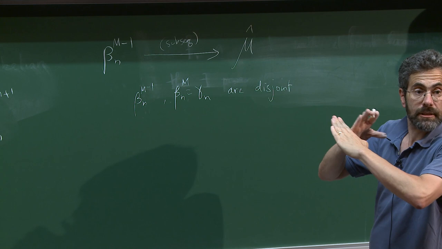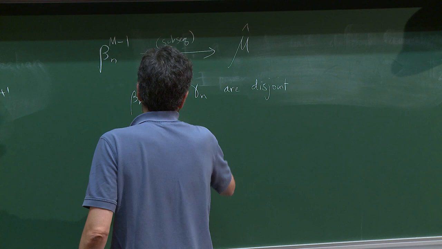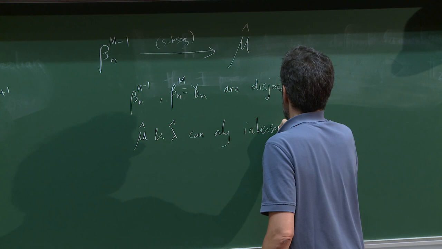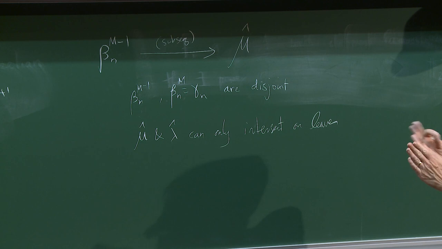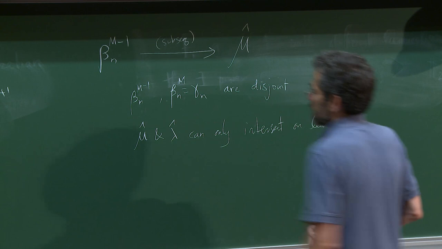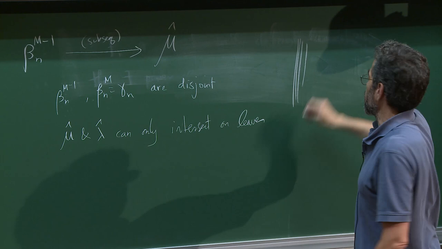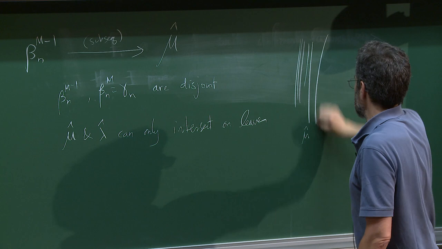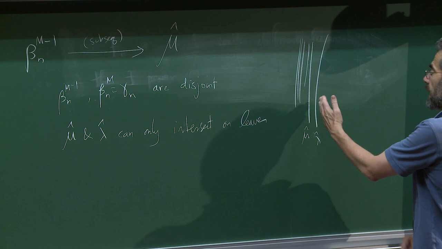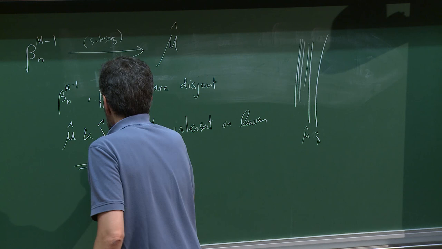So mu hat and lambda hat can only intersect on leaves, right? On entire leaves. Because anything else would be a transversal intersection, and that would have produced an intersection between these guys. Right? So you have these betas in this list and the gammas in this list, each converging to some lamination mu hat and to some lamination lambda hat. The laminations cannot intersect transversely. But that means in particular that lambda must be in mu hat.